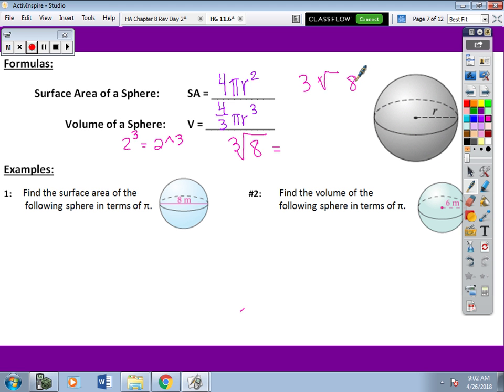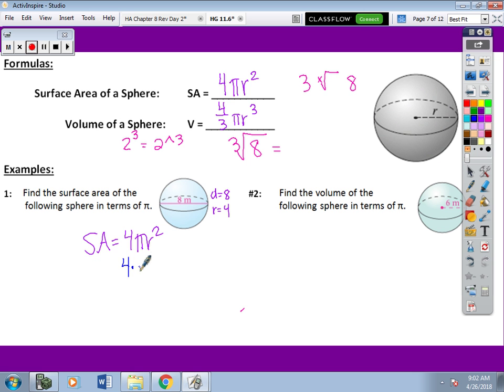Okay. So on the front we have surface area and volume of a sphere. For surface area, we'll use our formula, 4 pi r squared. Notice they give us the diameter, so we do have to find the radius just by cutting that in half. And then evaluating. We will leave this in terms of pi.